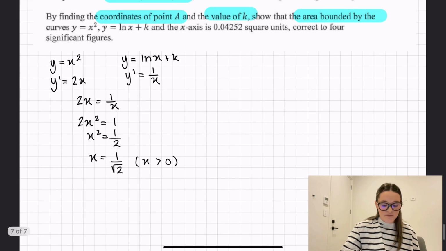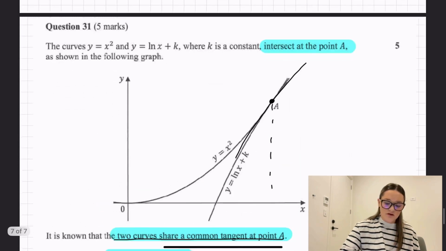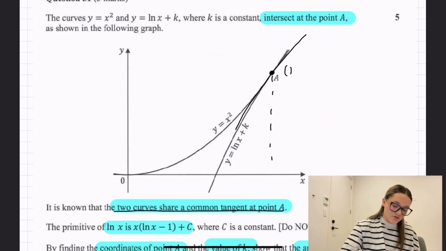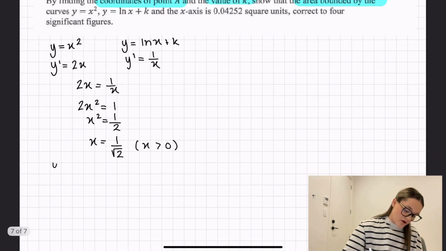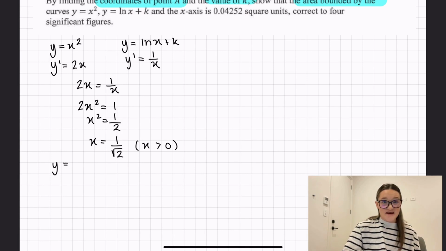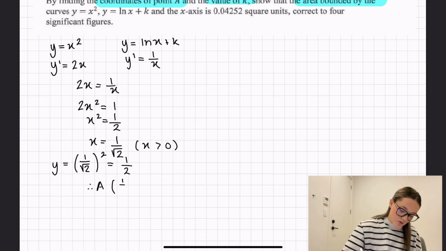But perfect. So now we know the x coordinate of A is 1 on root 2. So this value here is 1 on root 2. To find the corresponding y value, I then need to plug it into either one of my equations. So using the fact that y is equal to x squared intersects at point A, y is now going to equal 1 on root 2 squared, which is equal to a half. So therefore, my coordinates at point A are 1 on root 2 and a half.